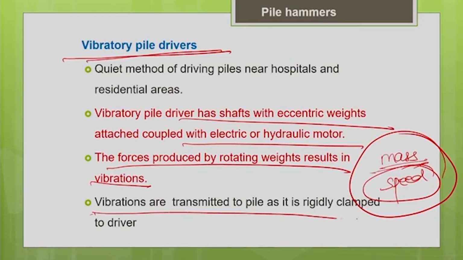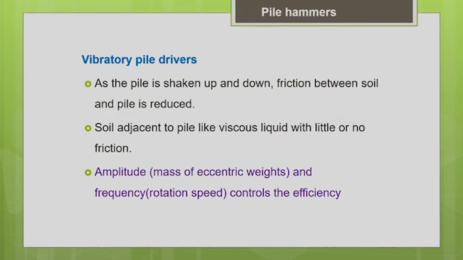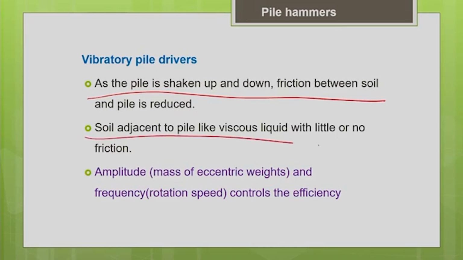Vibrations are transmitted to the pile as it is rigidly clamped to the driver. From the vibrator, the vibrations are transferred to the pile. As your pile is shaken up and down, the friction between the soil and the pile will be reduced. That will facilitate easy penetration of your pile into the ground. Because of the vibration, the soil adjacent to the pile will behave like a liquid, with little or no friction, which facilitates penetration of the pile into the ground.